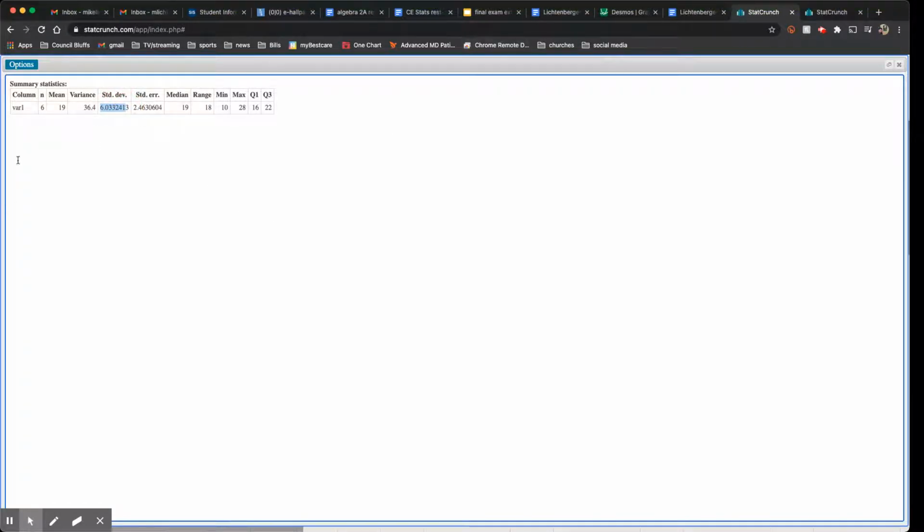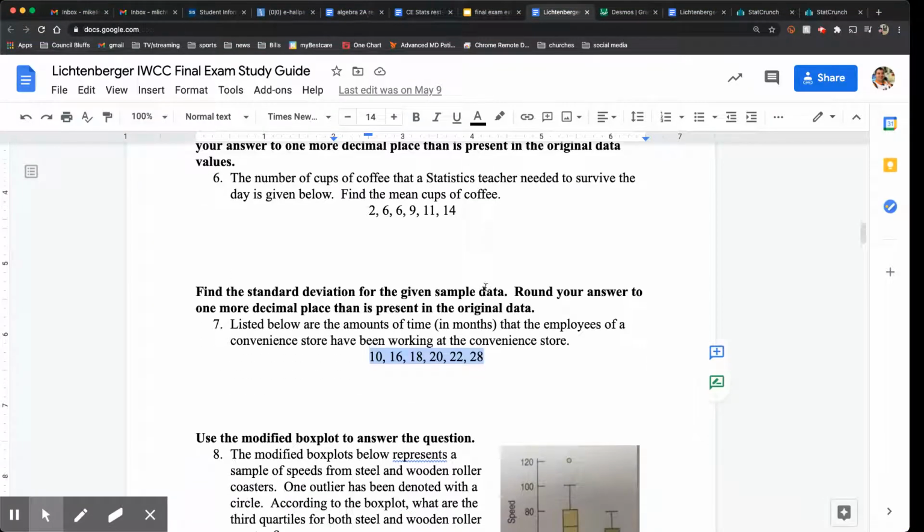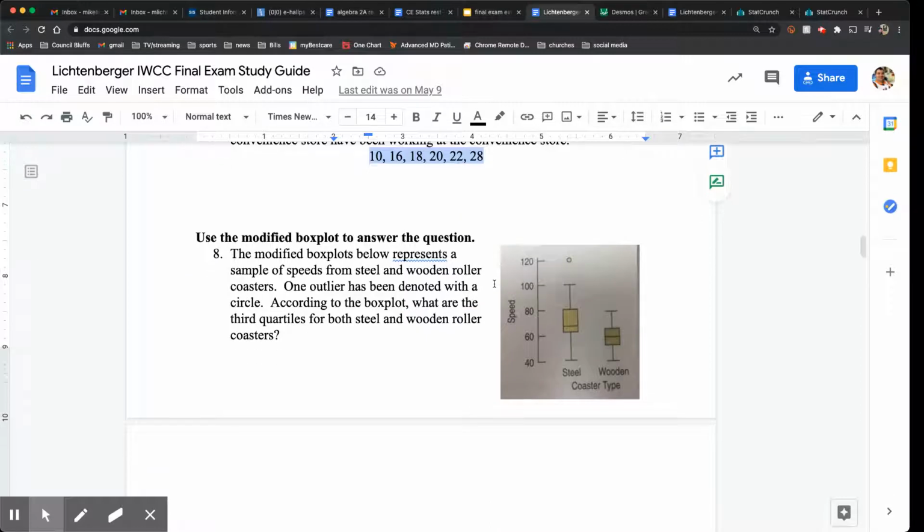Okay, we're going to round it to 1 decimal place. So rounded to 1 decimal place would be 6.0. 6.0 would be the standard deviation here. Okay. Number 8.